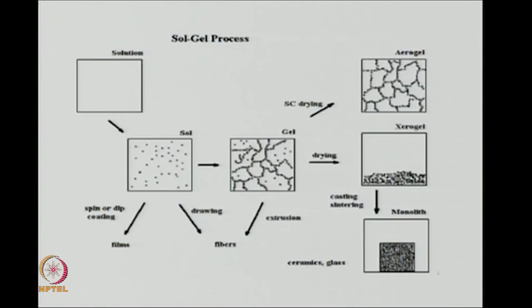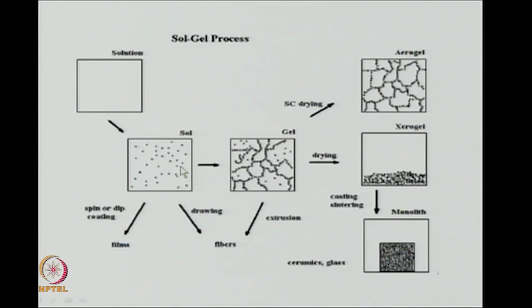gel. So, in a pictorial view, you have a solution and then you get a sol where you have these particles which are dispersed in this liquid, and then depending on what you want to do you can get several products. You can take this dispersed solid in a liquid, which is a sol, and spin coat or dip coat it and you get films. This is one application. You can pass it through some mold and draw fibers out of it. So, you can get fibers of oxides or metal fibers depending on what kind of particles are there.